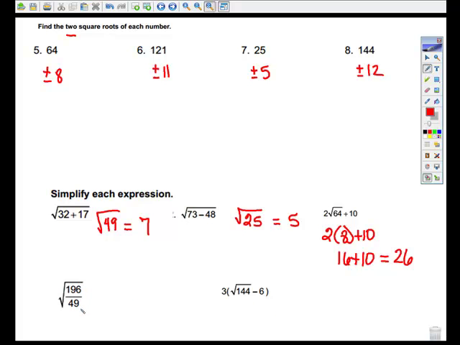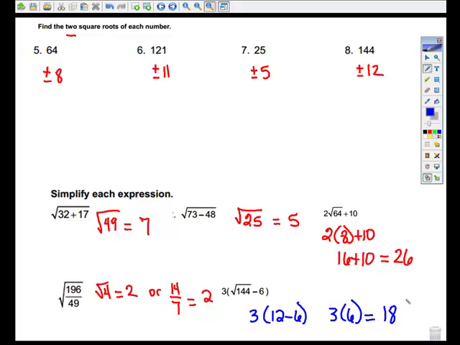There's 2 different ways that you can do this problem. You can take 196 divided by 49 and you get a 4, so the answer is 2. Or the square root of 196 is 14 and the square root of 49 is 7, so I still get a 2. So either way is acceptable. And then finally here we have 3 times the quantity, square root of 144 minus 6, so we have to work in parentheses first. Square root of 144 is 12 minus 6, so that's 3 times 6, which equals 18.